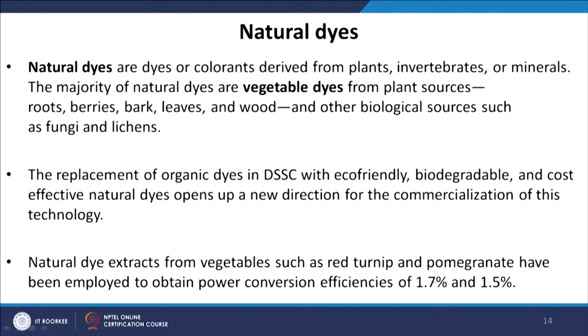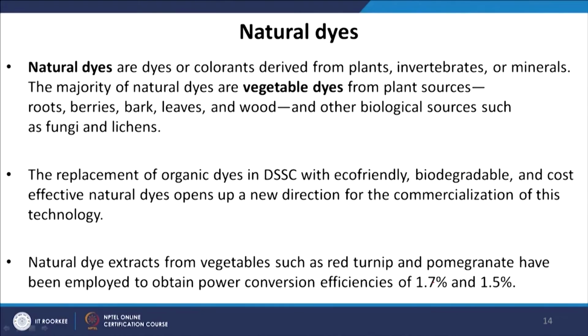Obviously, if we replace the dye in this dye sensitized solar cell technology with a natural dye, since it is biocompatible and also a less expensive material, then it will also be good for industry purposes. Natural dye extracts from vegetables such as red turnip and pomegranate have been employed to obtain power conversion efficiencies of 1.7% and 1.5%.